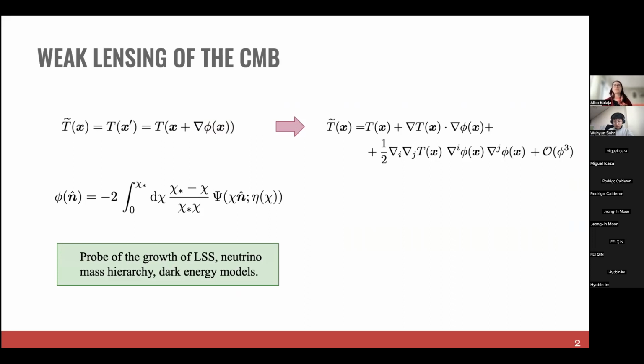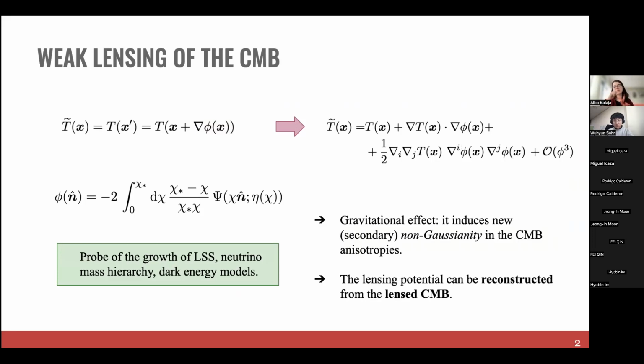What's interesting about lensing is that it introduces a new type of non-Gaussianity in the CMB, which we commonly call secondary, to distinguish it from the primordial non-Gaussianity that comes from inflation.